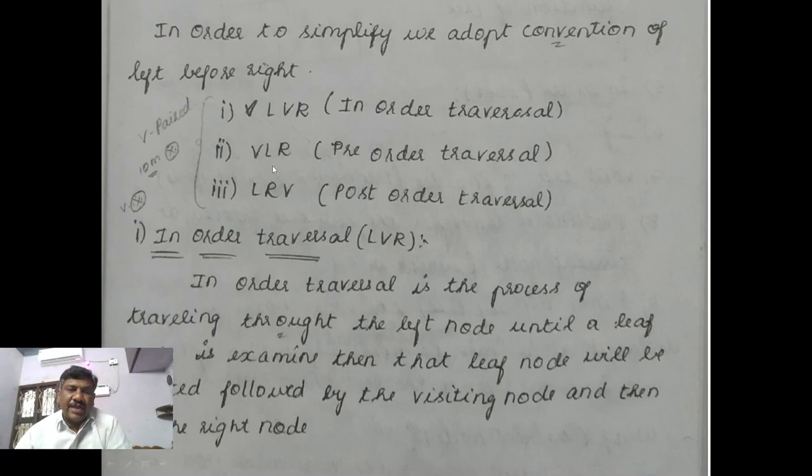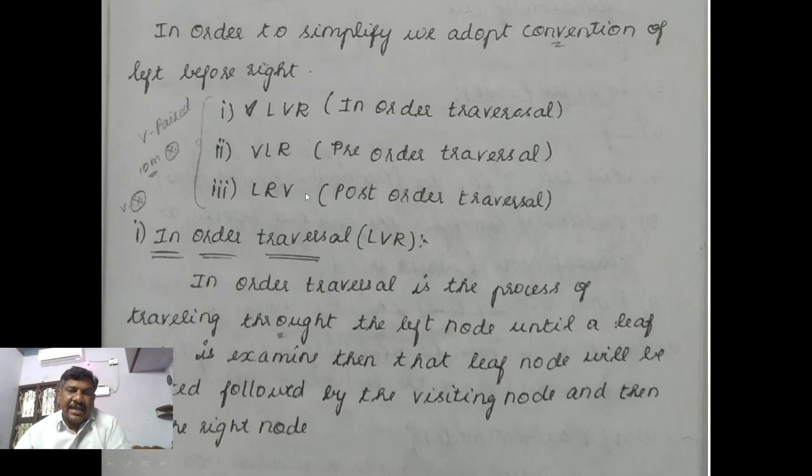The next one is where the visiting node is found at the last. So it is called a post-order traversal, right? I am giving the name based on the placement of V. If V is placed right in between, it is called in-order traversal. If V is placed at the front, it is called pre-order traversal. If V is placed at the end, it is called post-order traversal.